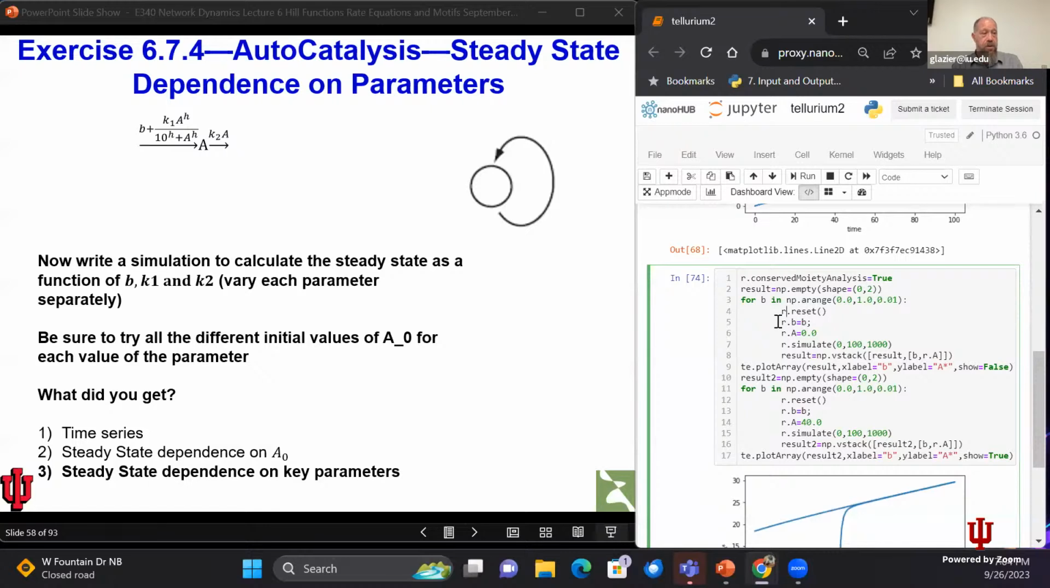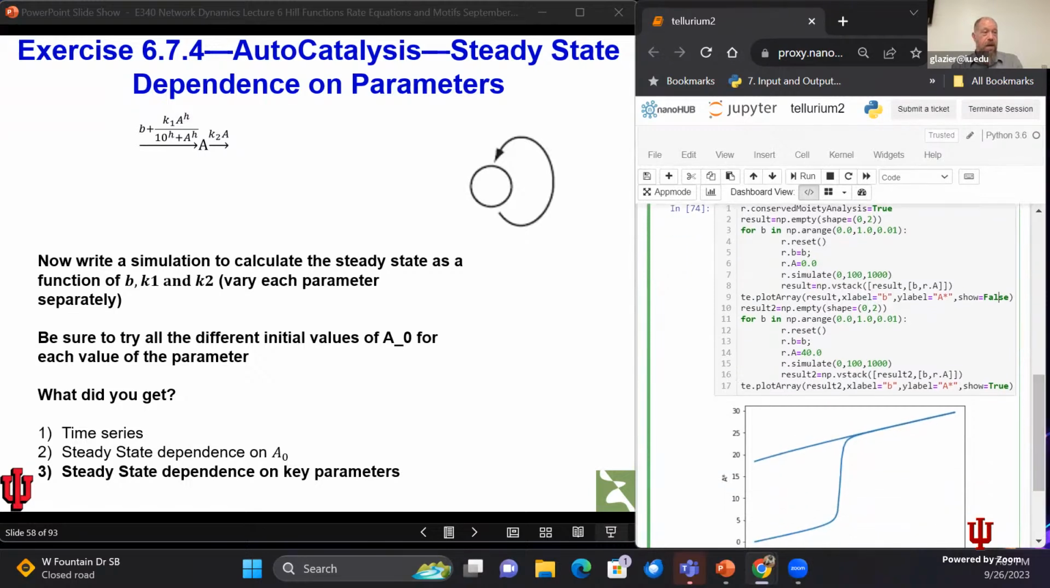I reset my simulation. I set the value of B. I have to overwrite the value of A. I'm going to start with a small value of A because I expect there to be 2 outcomes. I simulate for a long time. I stack the value of B, comma, the final value of A, and I put it into a plot, but I don't show the plot. I now do exactly the same thing again, except that I start with a big value of A, here 40. I stack it up, I add it to my plot, and I show the plot.